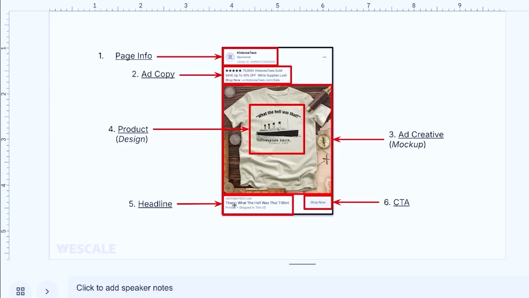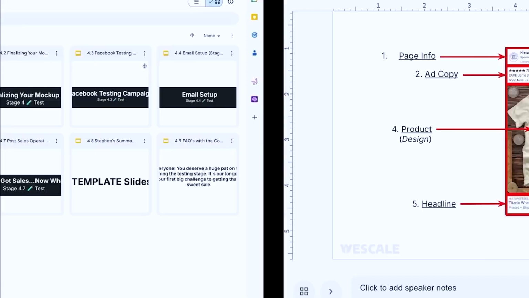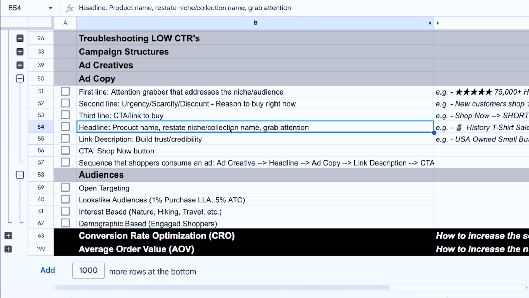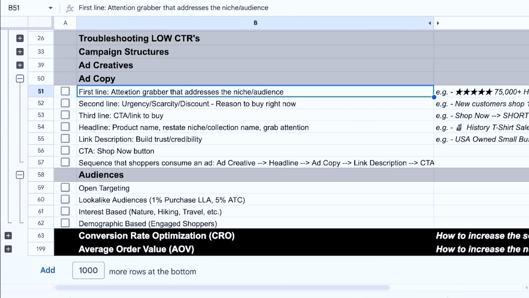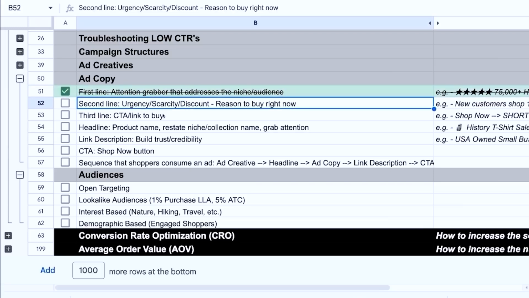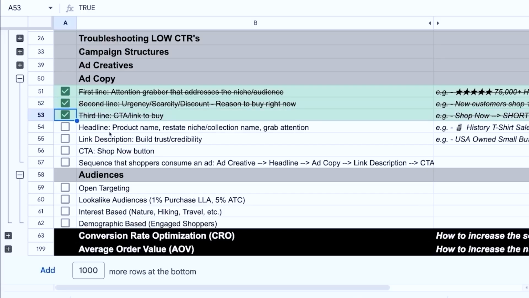So that's the order that you should be optimizing: the ad creative, headline, and ad copy are kind of in tandem, then the link description, and then the CTA button. And the CTA button, I can save you time. We've always just done the shop now button. So first line, attention grabber that addresses the niche/audience. Second line, urgency, scarcity, or discount. Then third line, CTA and link to buy.